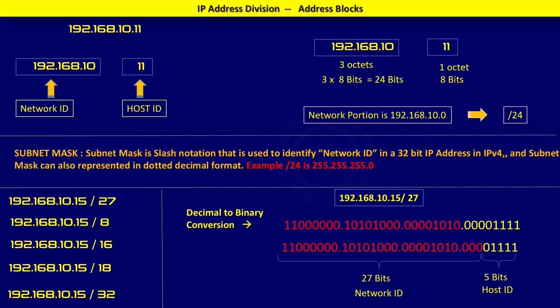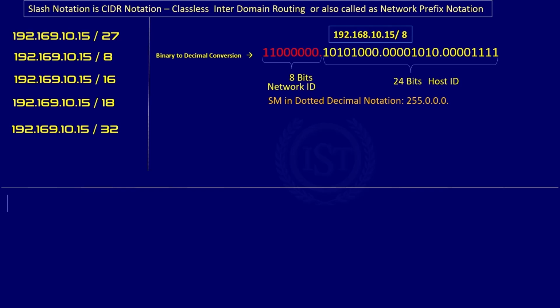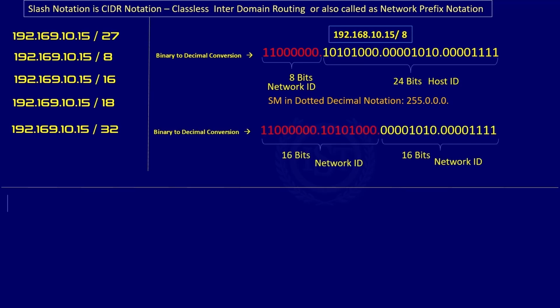So let me take another example. In this example, we have an IP address 192.168.10.15/8. /8 means the first 8 bits of 32-bit binary IP will become a network portion. Remaining 24 bits become the host portion. And that in a dotted decimal format will be 255.0.0.0 because we are turning on only 8 bits to identify the network portion. And for /16 we have to turn on first 16 bits to identify the network portion, and so on.